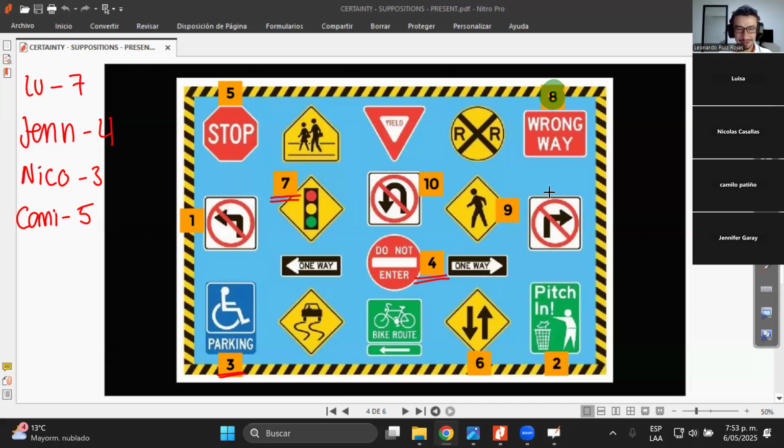Number 3, it must mean that this parking is exclusive for disabled people. Disabled people. Exactly. In this case, I can express it with information slash permission. So the only people who are permitted or allowed to park there are the disabled people, right? So in that case, it means that only disabled people are allowed to park in that space. Muy bien, guys. Very good.